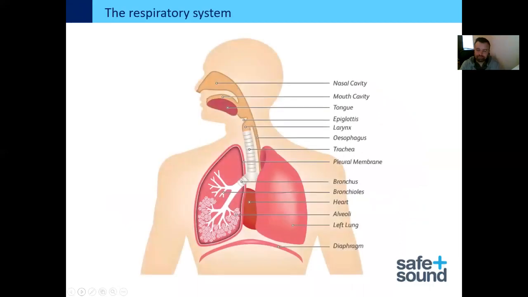So when we think about the respiratory system, and again through our anatomy and physiology, you're going to know all of this anyway, we've got our nasal cavity, which is a route into the mouth. We obviously have our mouth cavity, which connects to the back, and our tongue. We've got our epiglottis going into our larynx and our esophagus down to the trachea. Then as we move down, we've got our bronchial tubes and lungs. So we're going to move to the lungs.